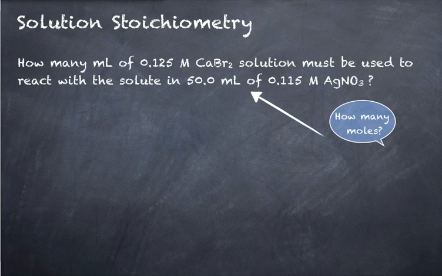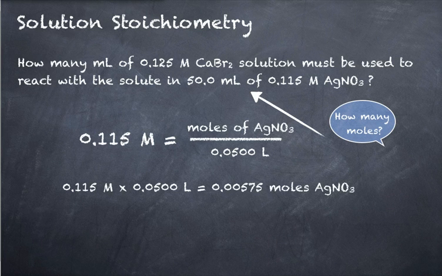Okay, so we need moles first. We're given mLs and we're given the concentration. So first of all, we know that 0.115 moles per liter and 0.05 liters, when you multiply those together, we're going to get 0.00575 moles of the silver nitrate.